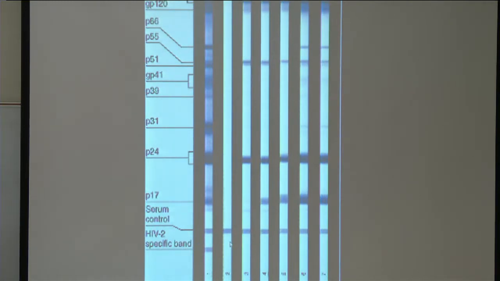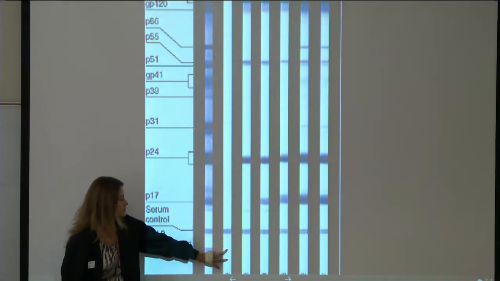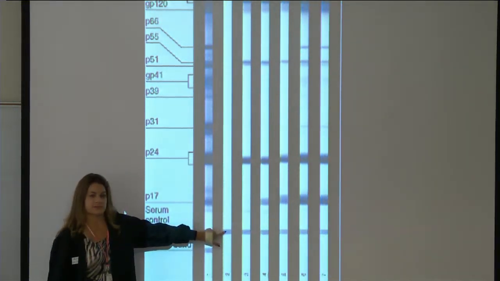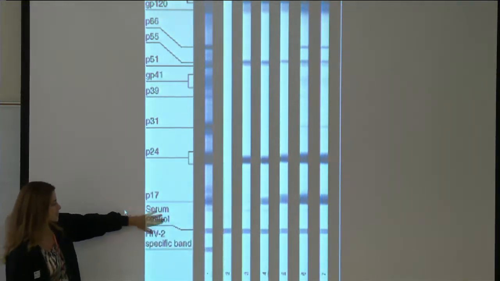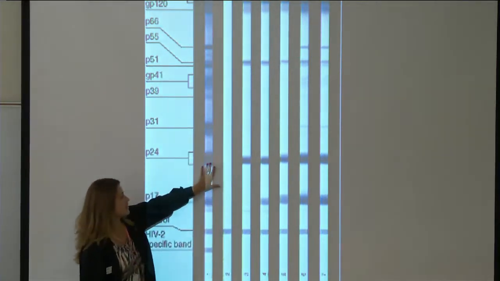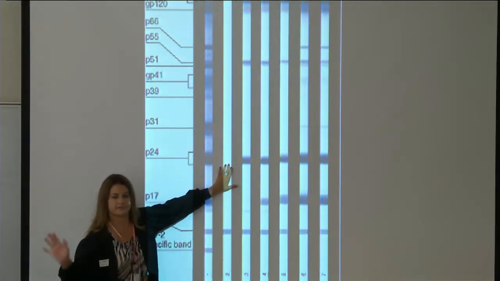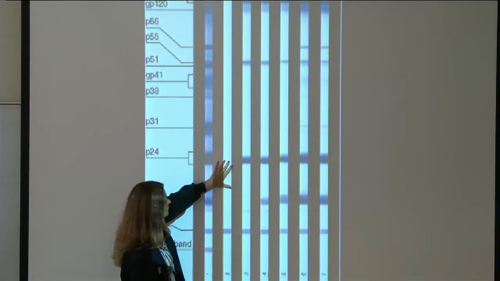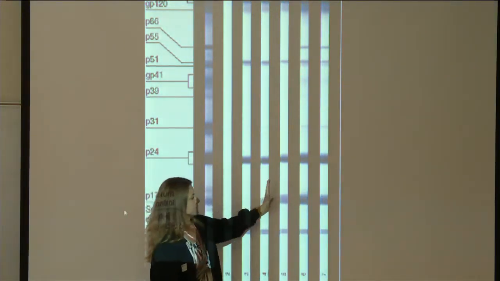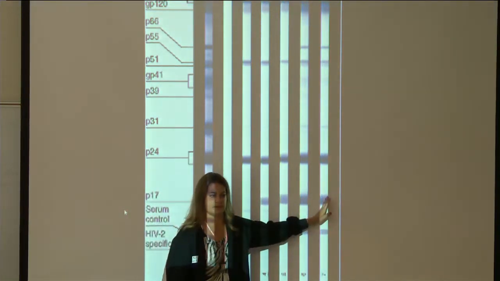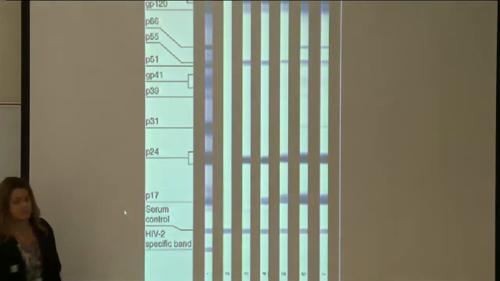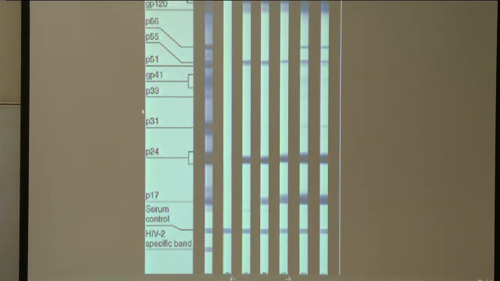The next one is your negative control. Your negative control should only glow for the patient's serum. So serum control only, no other bands. Positive control, negative control, you run those with any test that you run. And then patient samples over time, to see if these bands appear. So here we can see which proteins are present.